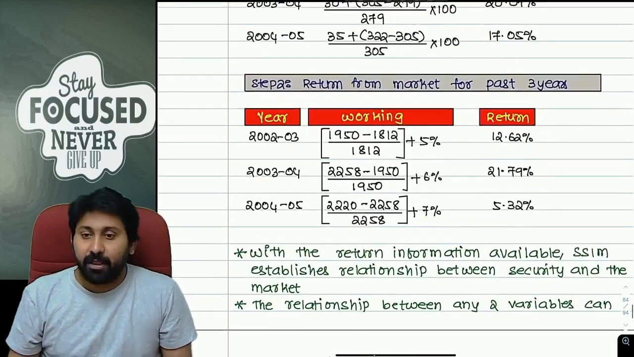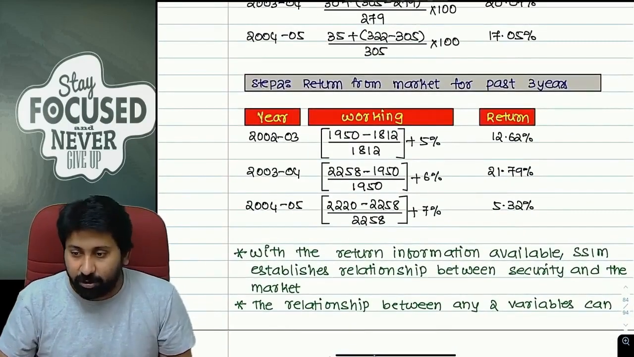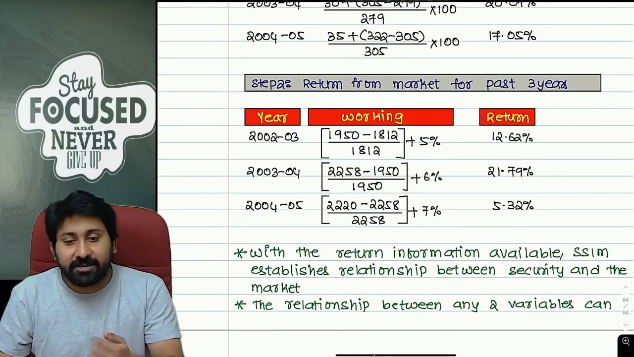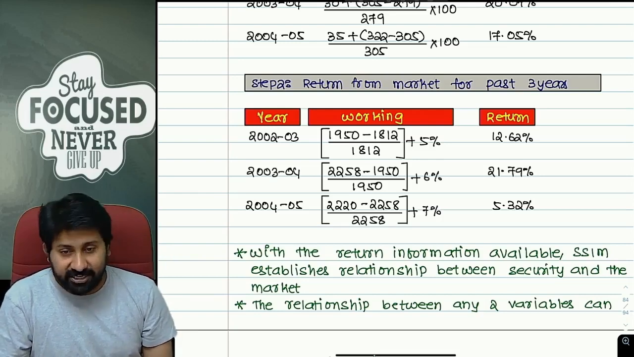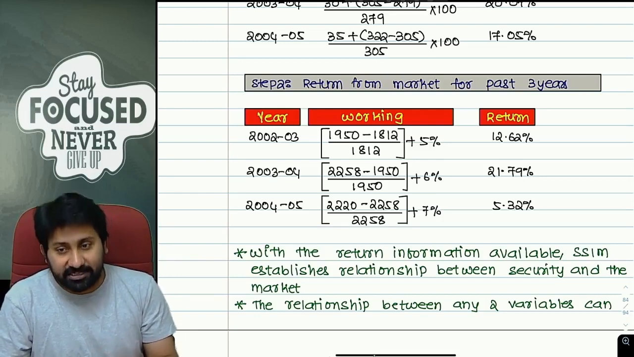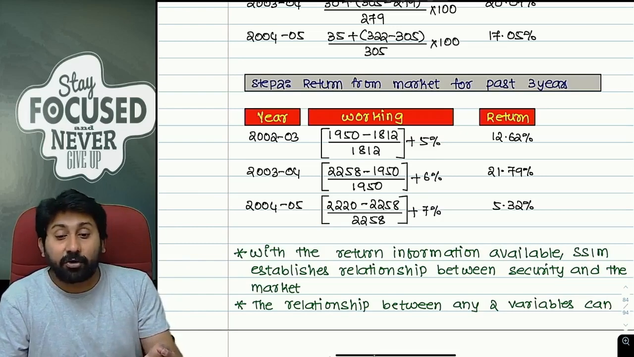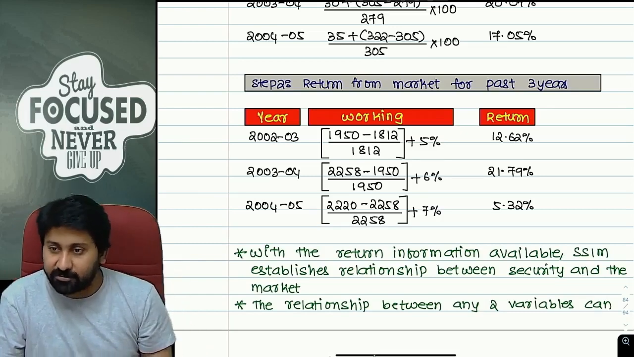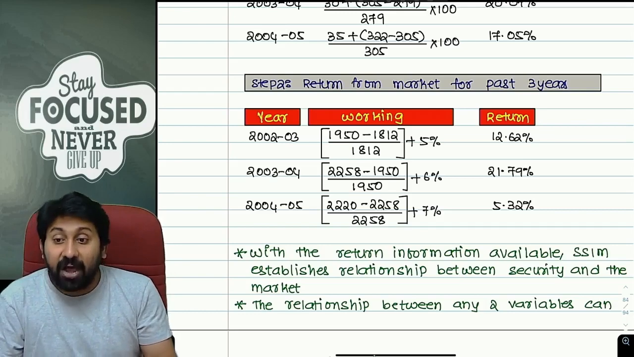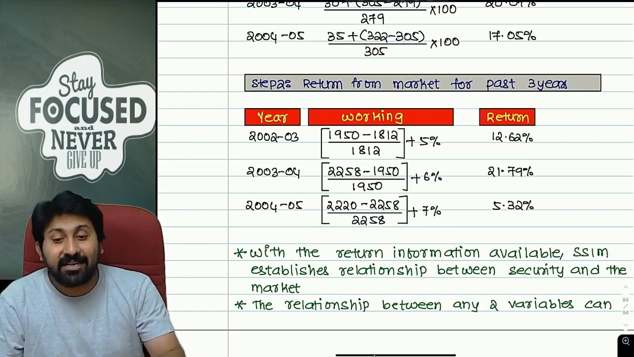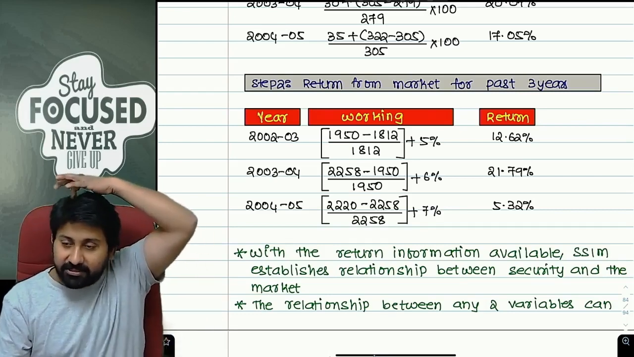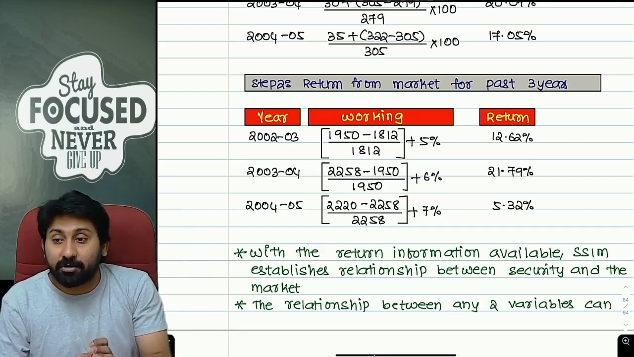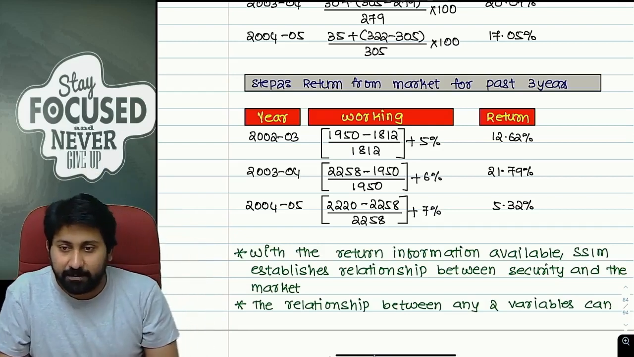Listen carefully. Now we are going to establish a relationship between the market and the security. Not just a relationship establishment, we are going to analyze how the market is going to affect, or influence, the security. That measure is called beta.